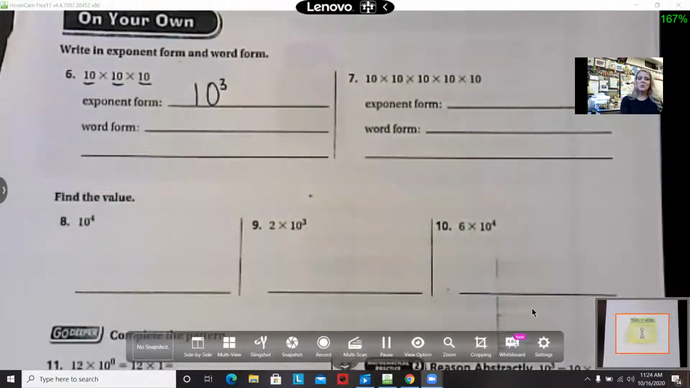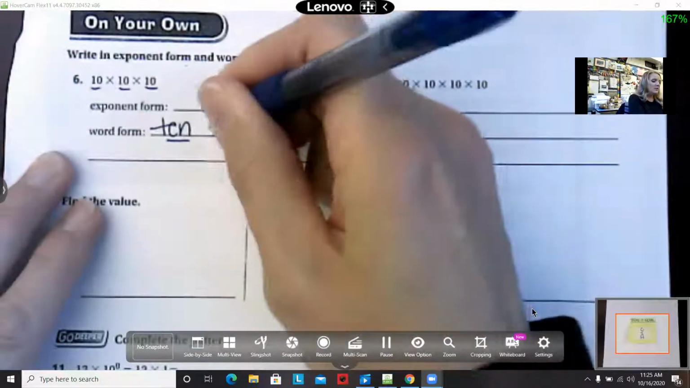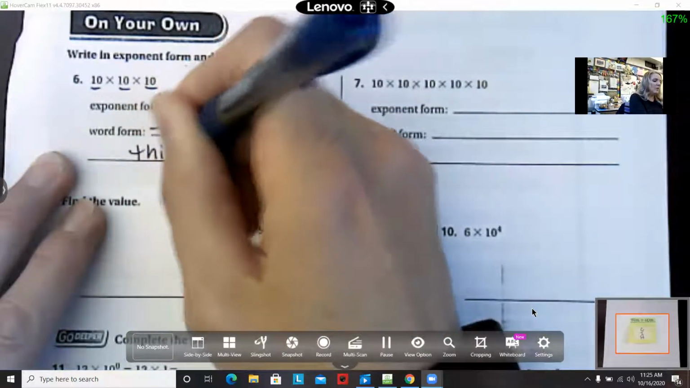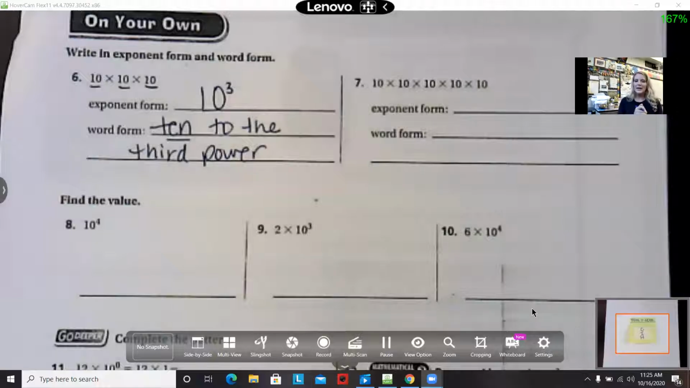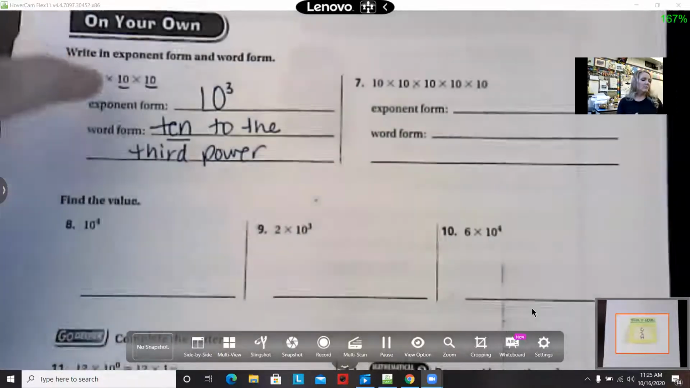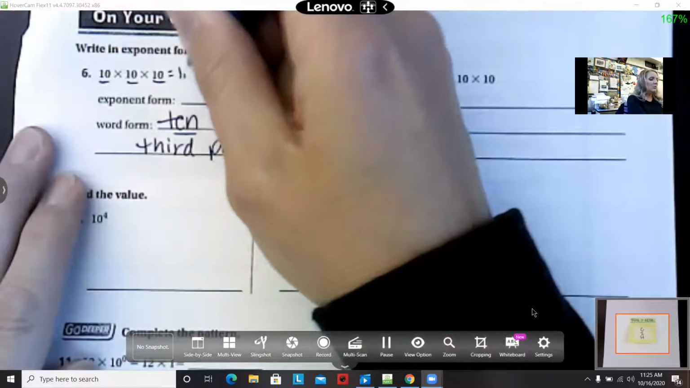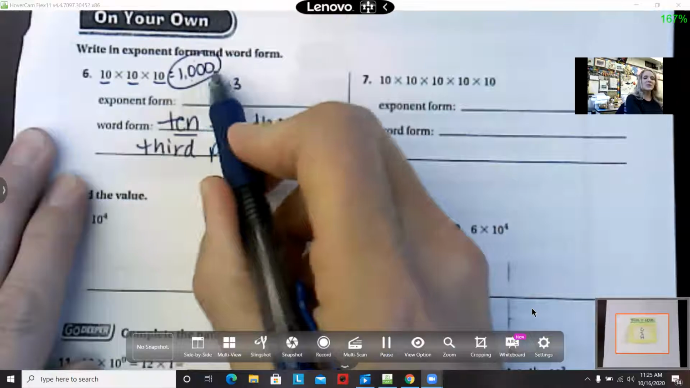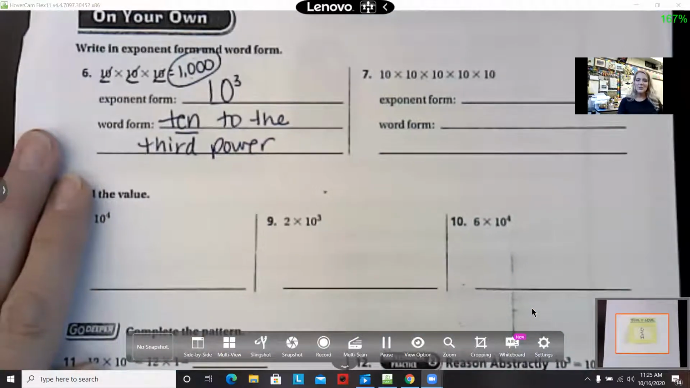And word form, it could be 2 ways, but I like to say the base first, 10 to the third power. You could also say the third power of 10, and you will see that sometimes, but usually you're going to see the base word first, 10 to the third power. And if you can write that down with me, so you are getting it into your head, how to write it, how to say it, 10 to the third power means 3 tens. 10 to the third power, 10 times 10 times 10, which equals 1,000. It's a 1 with those 3 zeros, a 0 from here, a 0 from here, and a 0 from here. 10 to the third power, 1,000.